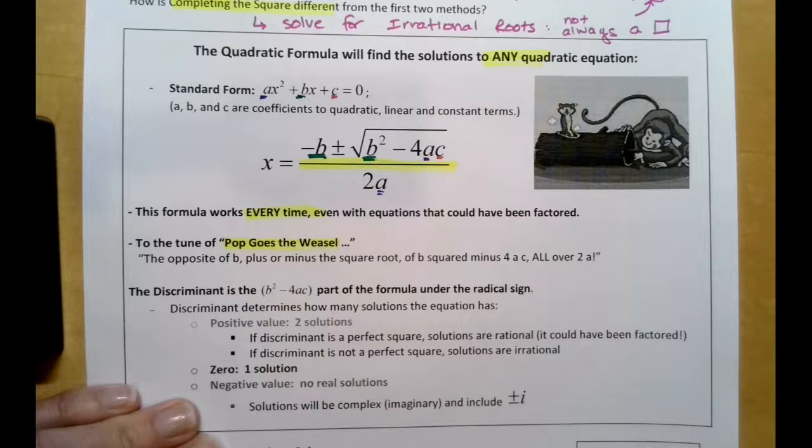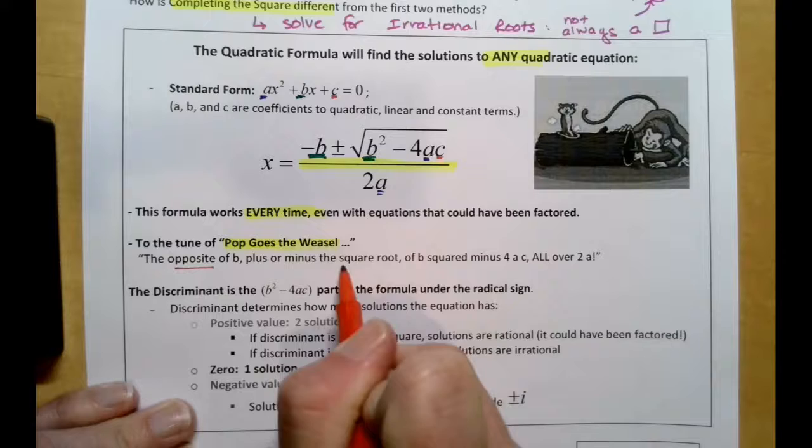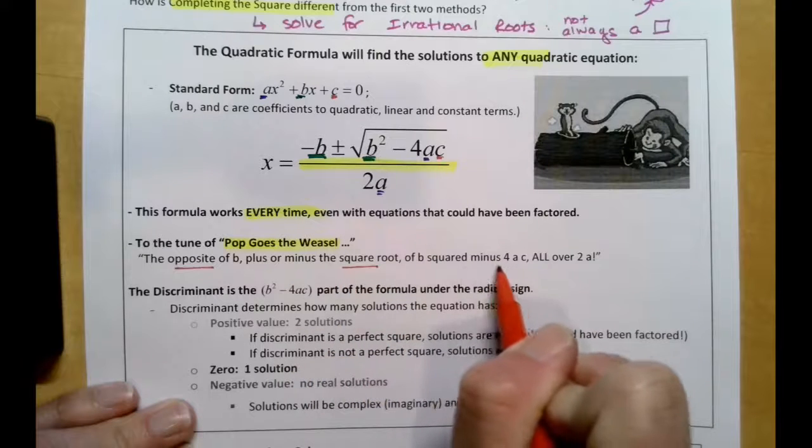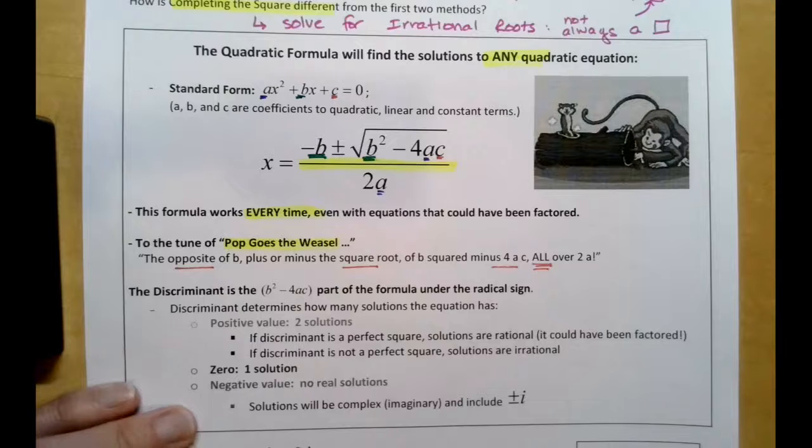So we'll sing it one more time. The opposite of b plus or minus the square root of b squared minus 4ac all over 2a.